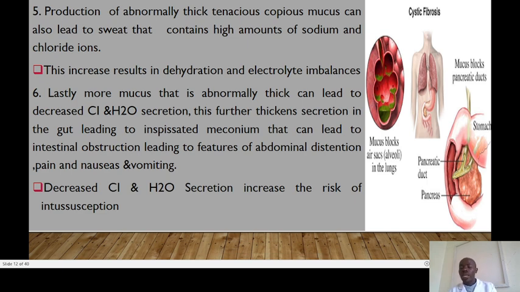The last one is that when you have more mucus that is abnormally thick, it can lead to decreased chloride and water secretion. So this further thickens secretions in the GIT, leading to inspissated meconium that can lead to intestinal obstruction, leading to features of abdominal distension, pain, nausea, and vomiting. Besides, decreased chloride and water secretion can also increase the risk of intussusception.